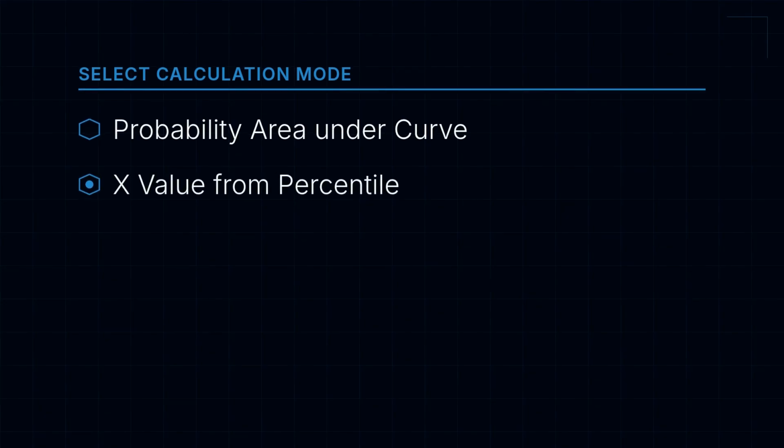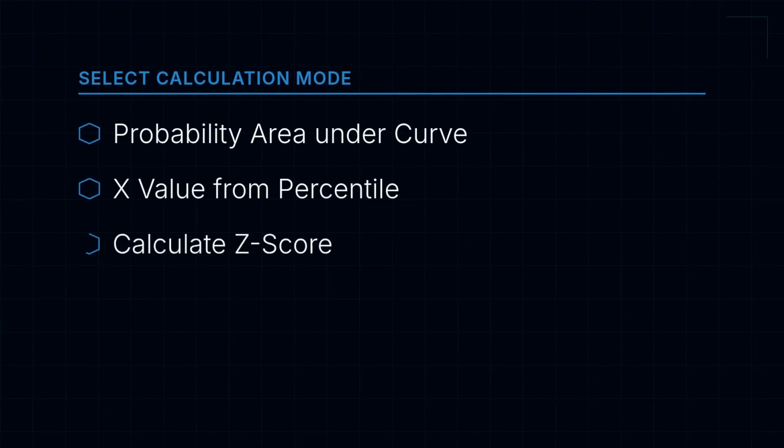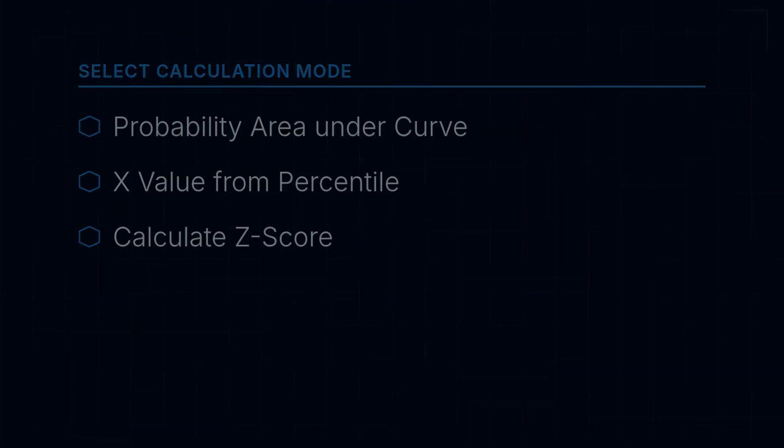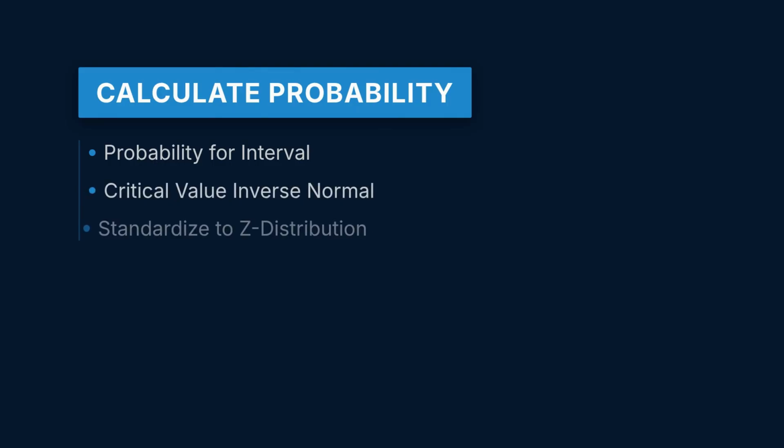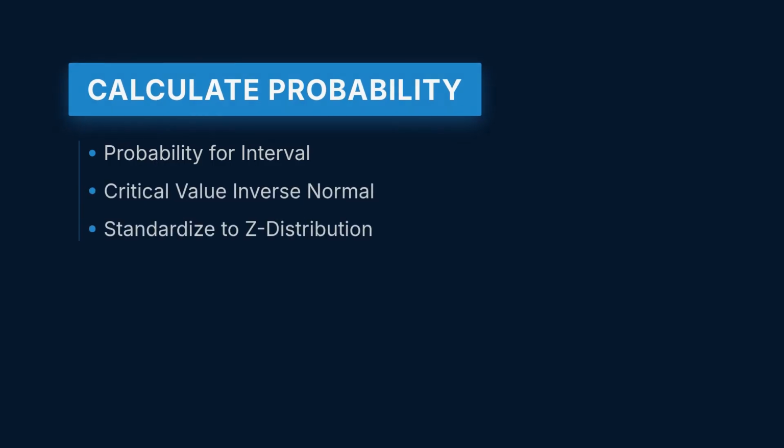Calculate probability area under curve, find x value from percentile, calculate z-score, calculate probability for interval, find critical value inverse normal, and standardize to z-distribution. For this demo, I'm using Calculate Probability.